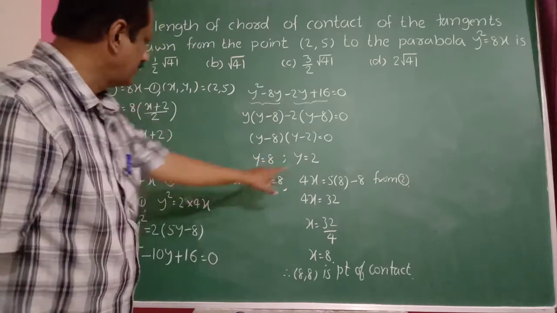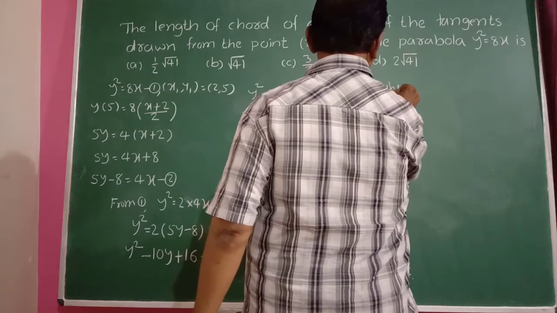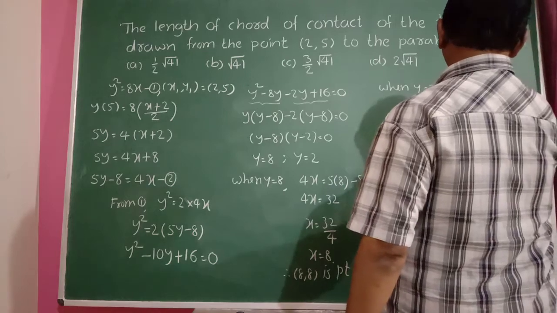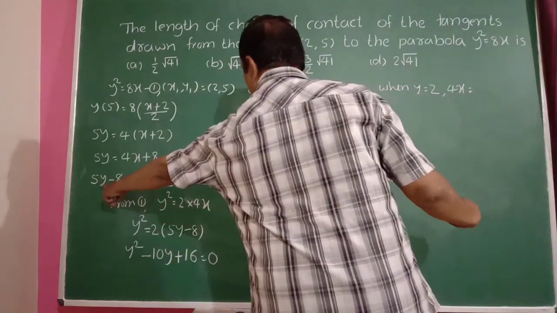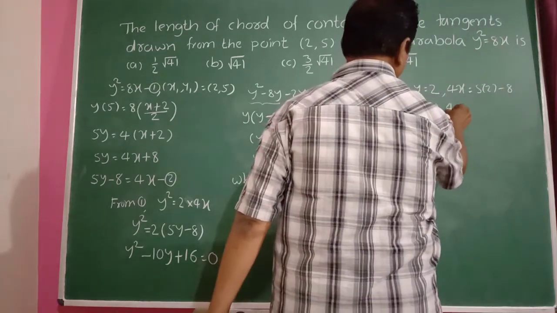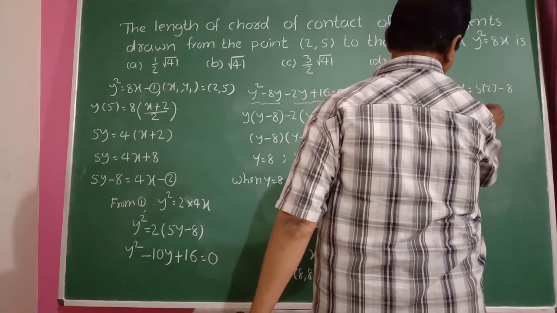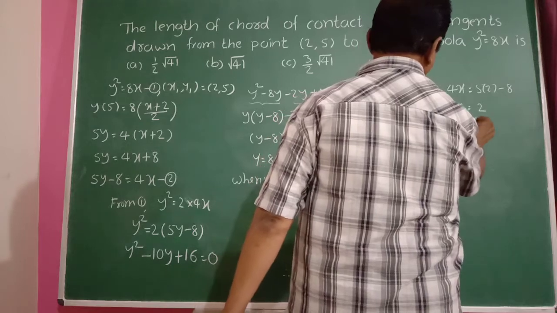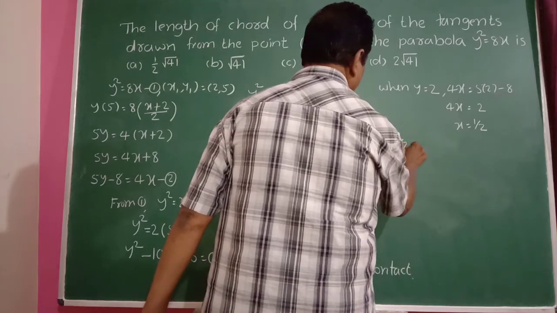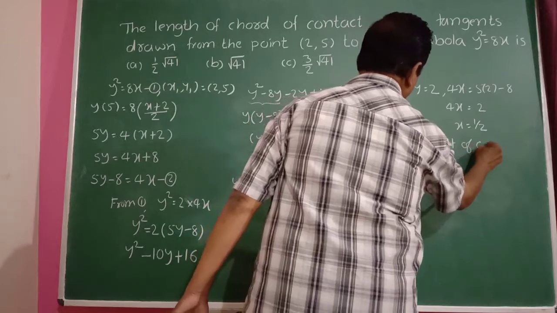Similarly, y equals 2. Again substitute in the same equation. When y equals 2, 4x equals 5 into 2 minus 8. So 4x: 5 twos are 10, 10 minus 8 is 2. Take 4 to the right-hand side: that is 1 upon 2. Therefore, the x value is 1 by 2 and the y value is 2. This is the other point of contact.